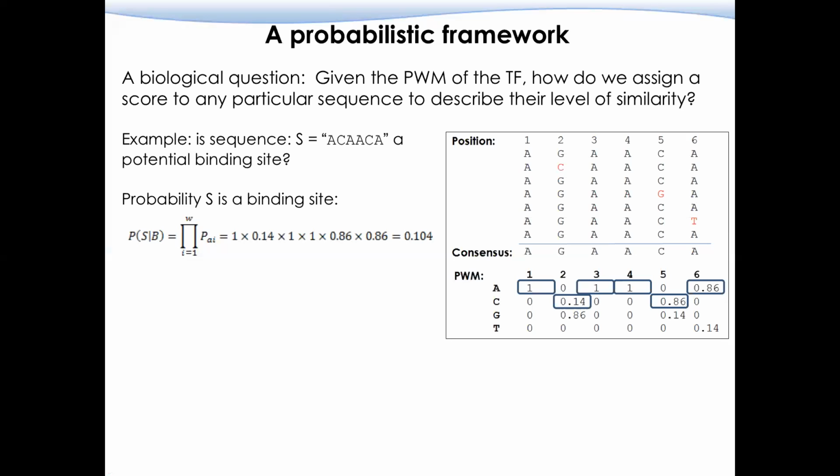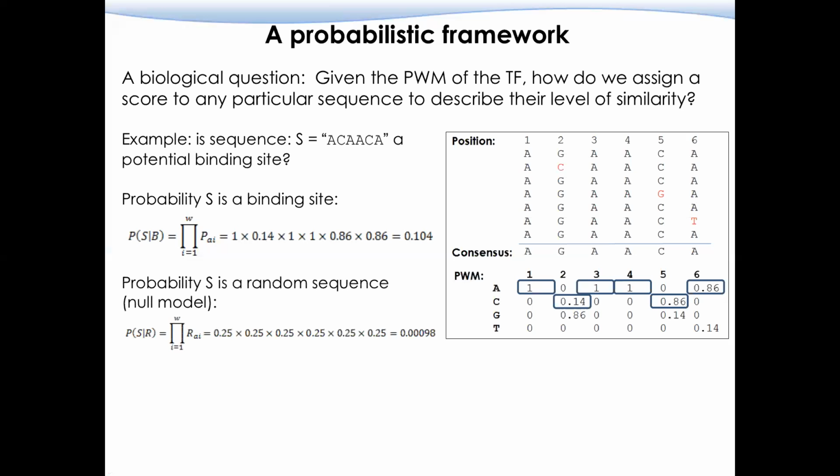Then when we multiply them together, we get the probability of the sequence S given the matrix B, the probability that the sequence S matches the frequency matrix, which is about 0.1. Sounds not good, right? Only 10%. How could that be? However, it's not true. If we pick some random sequence as a comparison, then what's the probability?